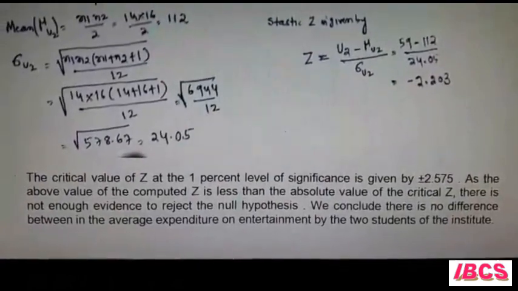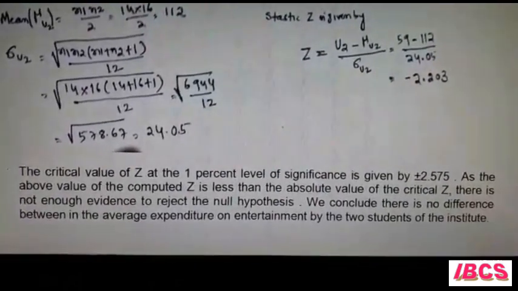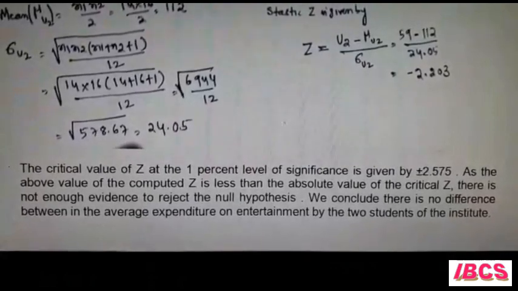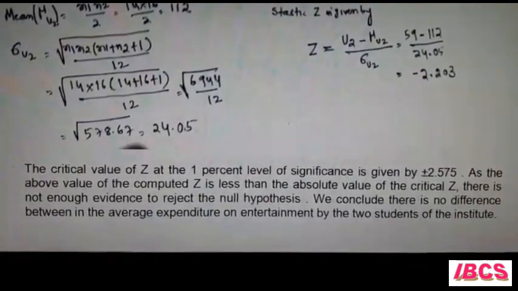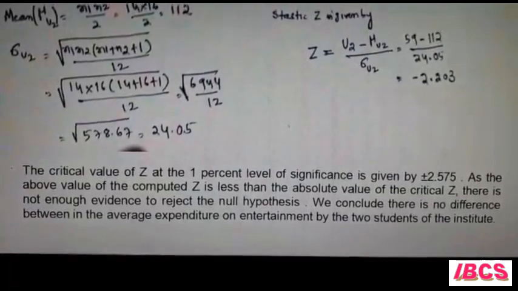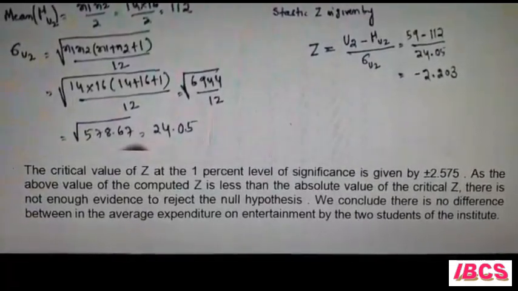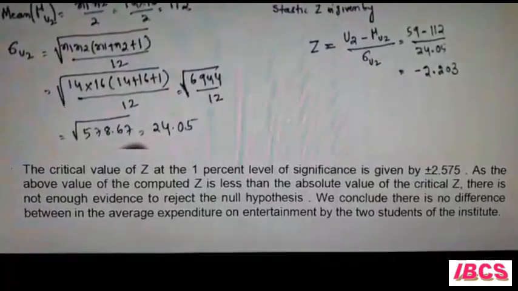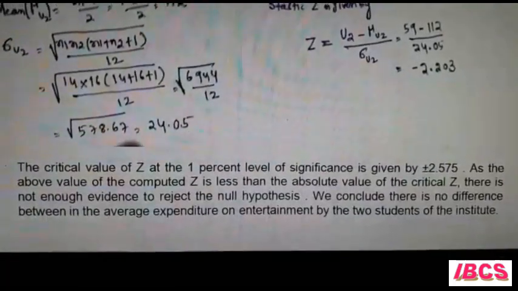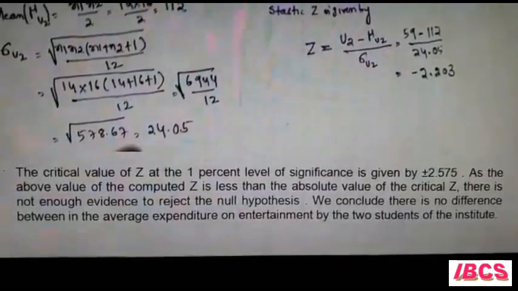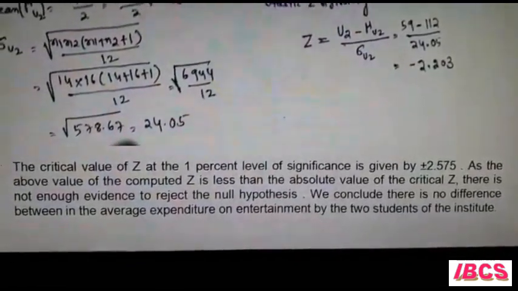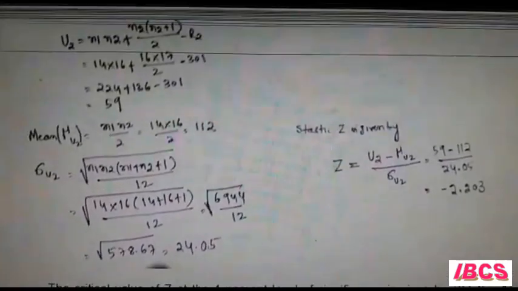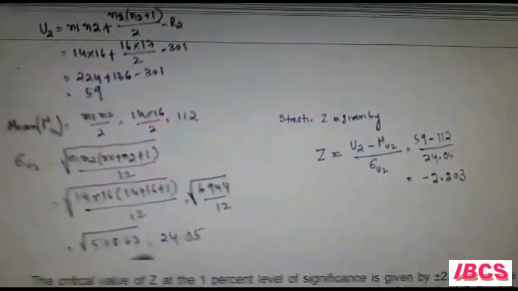Then we analyze: the critical value of Z at the 1% level of significance is plus or minus 2.575. As the above value of Z is less than the absolute value of the critical Z, there is not enough evidence to reject the null hypothesis, and we conclude there is no difference between the average expenditure on entertainment by the students of the two institutes. So this is the way the problem is calculated.